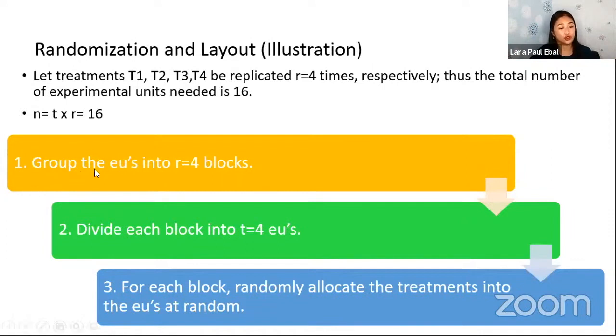Now, we have to group these experimental units into 4 blocks. Okay, so we now do the grouping. Okay, dapat homogeneous, no? Kada block, okay? And then divide each block into T experimental units. Okay, so 1 block, 4 experimental units, since we have 4 treatments. So for each block, randomly allocate the treatments into the experimental units at random. Okay, so take note that hindi lang siya bastang direct na ina-apply ng treatments. You really have to randomly assign these treatments to that block or to the certain block.